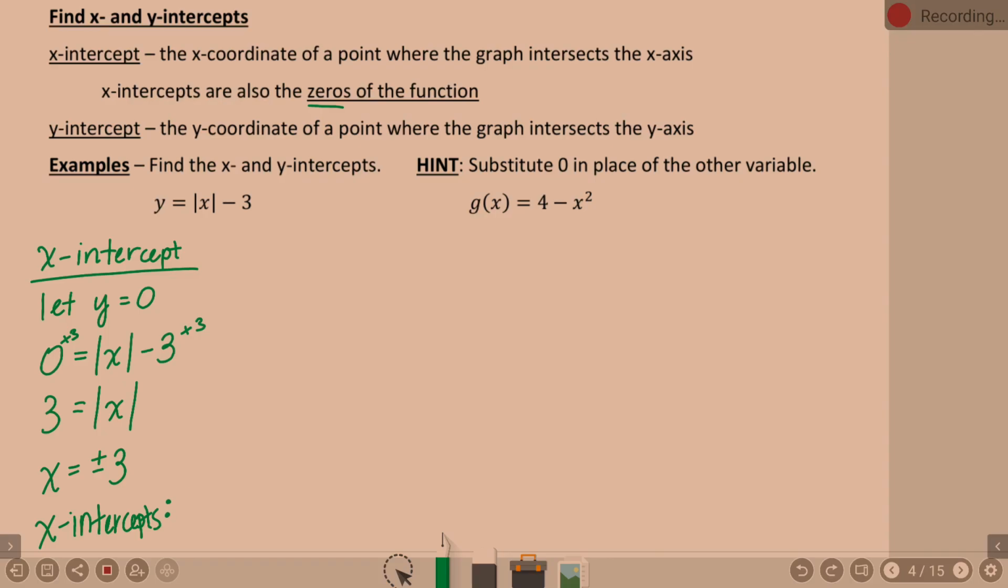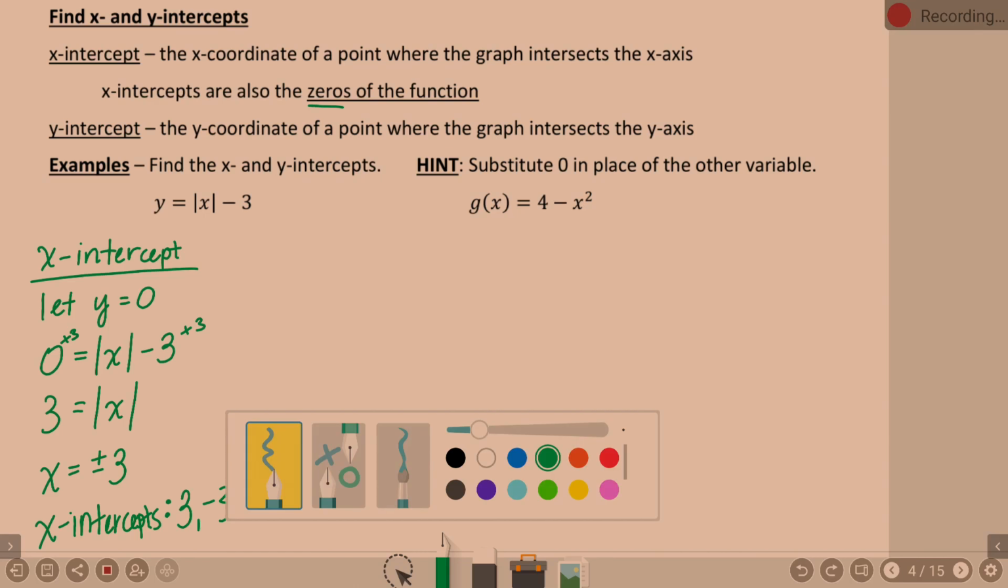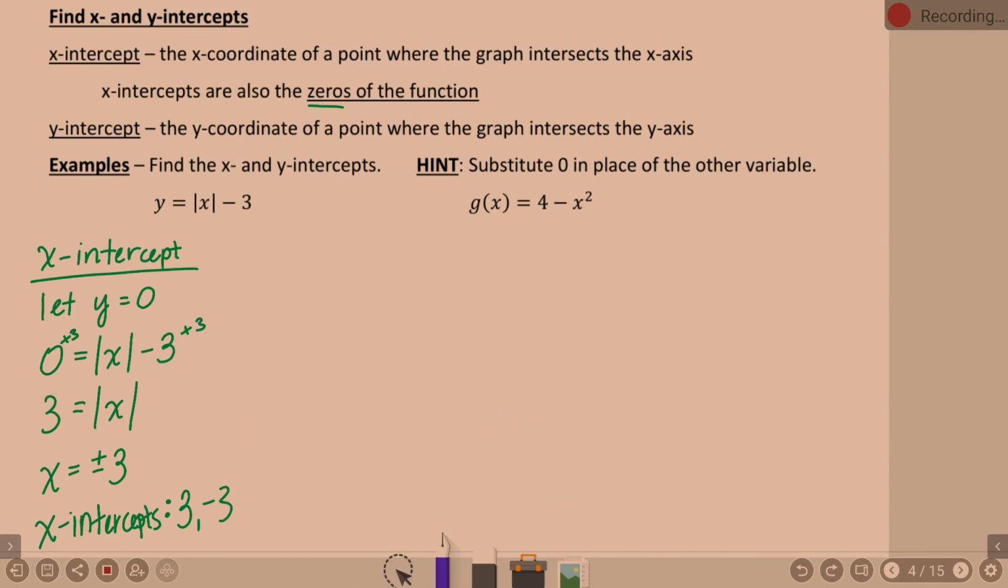Okay, I don't care how you write it out, whether you write plus and minus 3 or a 3 and a negative 3. Anytime you see that absolute value, you have a possibility of having 2 answers. Now, those are my x-intercepts. What do we also have to find? Y-intercepts.